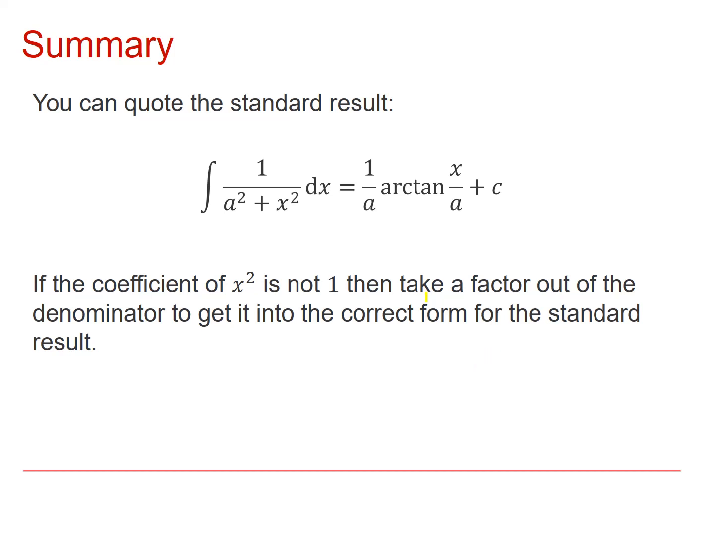So in summary, you can always quote this standard result. 1 over a squared plus x squared integrated gives me 1 over a arctan of x over a. And don't forget the plus c if you've got an indefinite integral. If the coefficient of the x squared is not 1, then factor that out of the denominator so that you've got it in standard form.